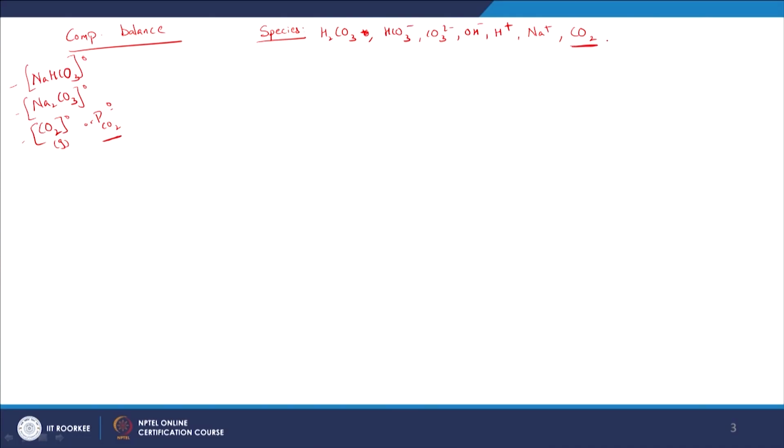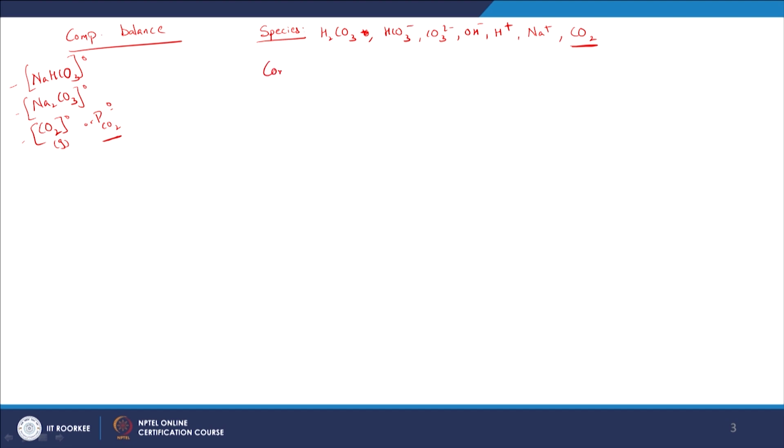But obviously now this is an open system, and we are now going to have a new species, carbon dioxide in the gaseous phase, that is going to be in equilibrium with your H2CO3. So now we are going to list carbon dioxide, and this is the one in the gaseous phase. So this is your new species here.